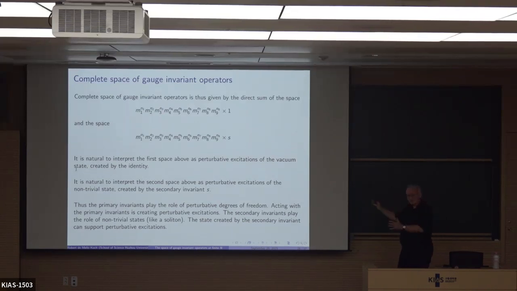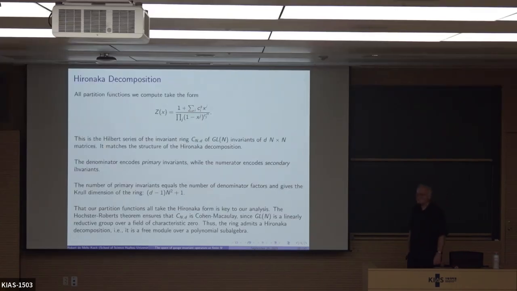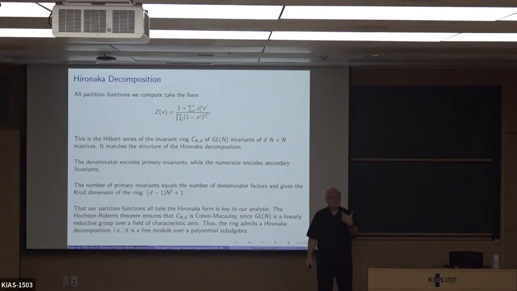Okay, so before I go into developing the interpretation for the primaries and secondaries, I just want to make a comment about how general this structure is. So what we've been using here is the fact that our partition functions take this form. In fact, this is the Hilbert series for the invariant ring C[N,D] of GL(N) invariants of D n by n matrices. So mathematicians have studied the problem where you take D matrices, GL(N) acts by conjugation, and then you ask what's the complete set of invariants. They've calculated the Hilbert series. The Hilbert series takes that form.